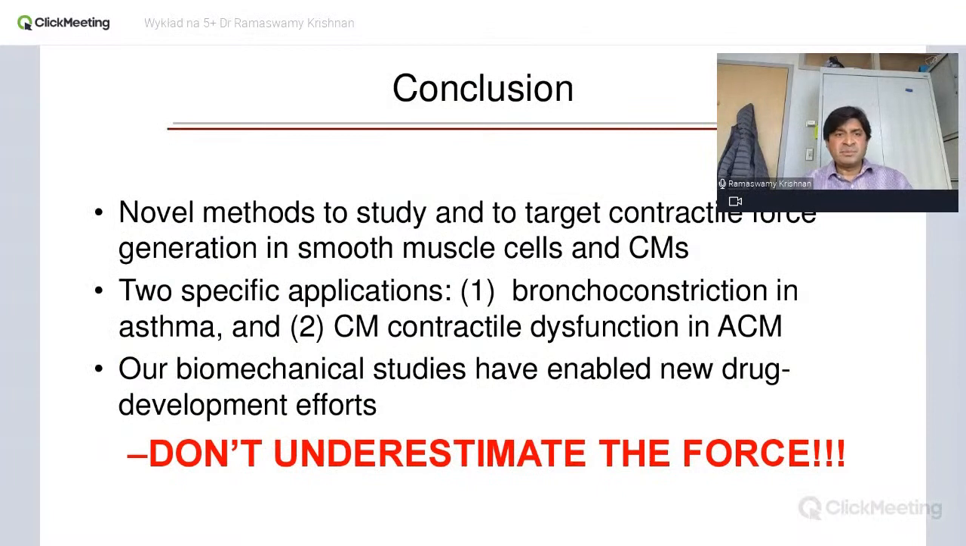In conclusion then, I've described to you novel methods to study biomechanics, and I've applied these methods in the settings of airway smooth muscle cells in asthma and cardiomyocytes in the setting of arrhythmogenic cardiomyopathy. And I'm delighted to report that these biomechanical assays and studies have actually led to the development of new drugs. So I want to conclude by saying, don't underestimate the force.